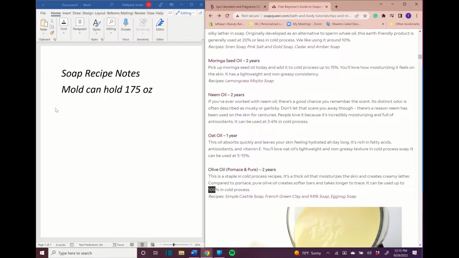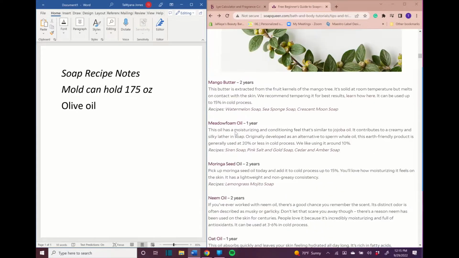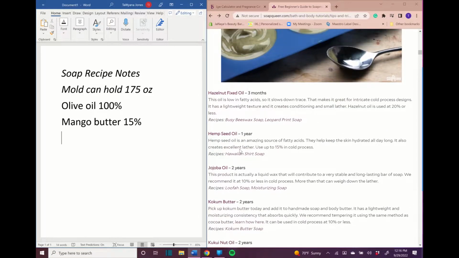So the first oil that I am going to put down is olive oil. I know I said random, but I'm being picky. Okay, I'm gonna do mango butter. You can use mango butter up to 15% in soap. So let's do mango butter, and then I'm just gonna put 15% so I can have a reminder of how much I can use. I can use 100% of that, 15% of that.